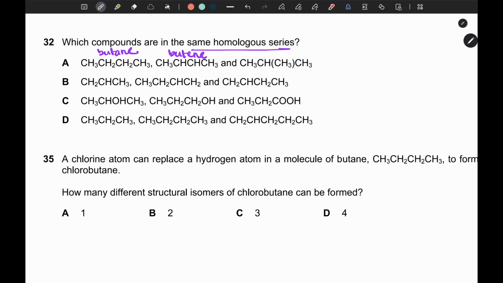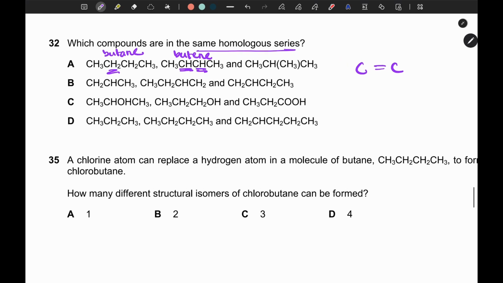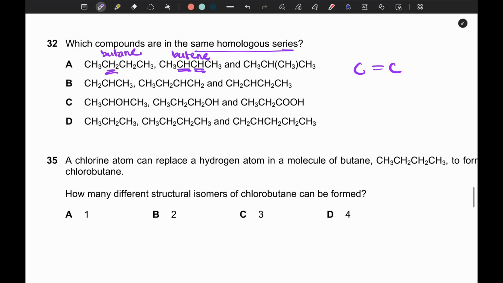Now, how do we identify this? Notice the difference. Over here we have CH, over here we have CH2. Generally, in a structural formula, if you see that there is a CH in between, that would probably indicate that there is a double bond present. Now, you can draw out the structure just to be sure, but this is the case over here.